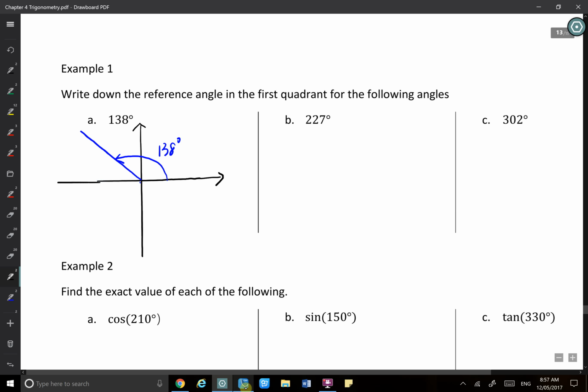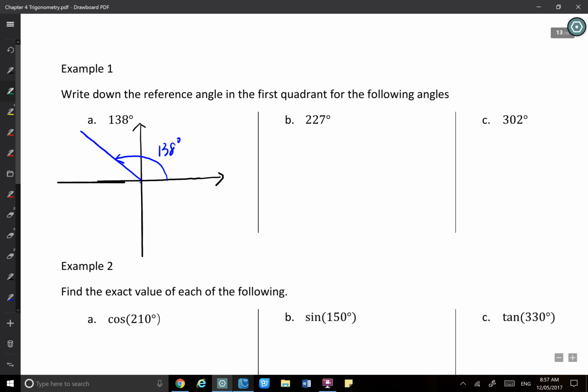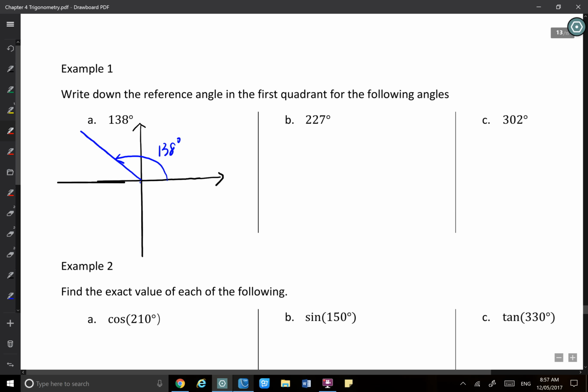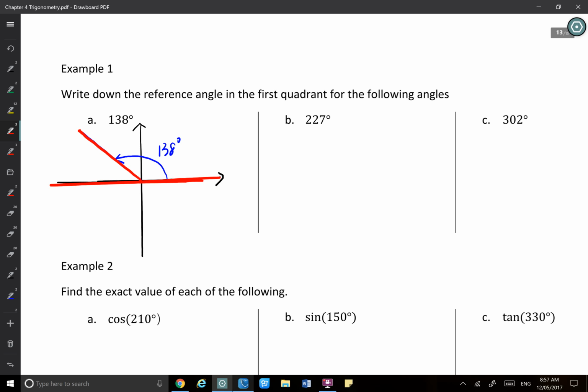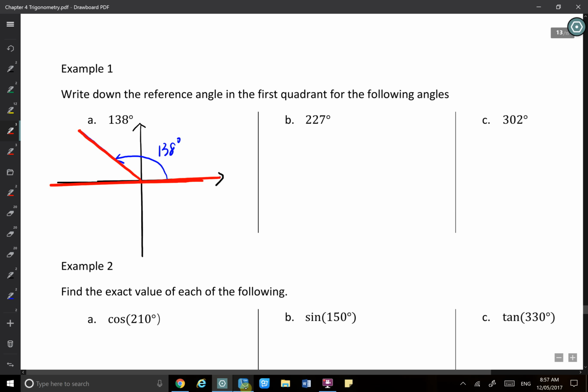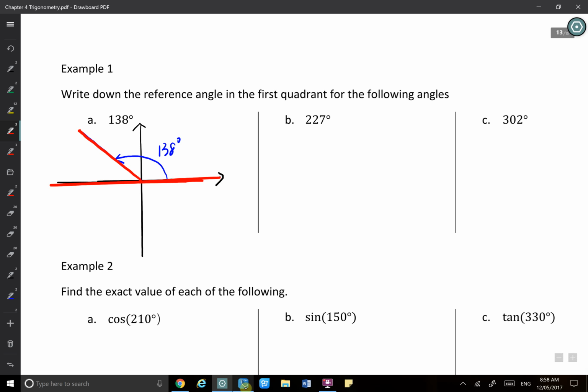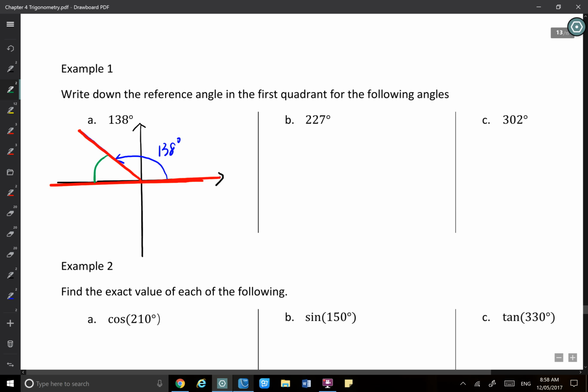So what is the reference angle? The reference angle will be the angle made by this angle line and the x-axis. You draw the angle line, and you have your axis, and you form some angles between those two lines. You want to take the acute angle. By this red line and this horizontal red line, there will be two angles made. One is 138, and the other is this acute angle. You take that acute angle as the reference angle. So how large is this angle?